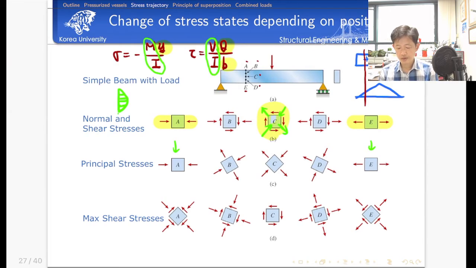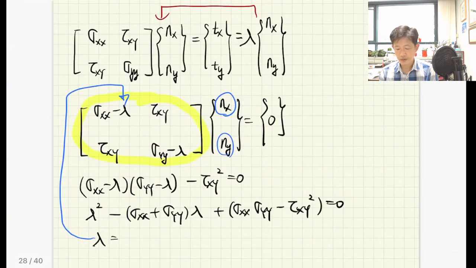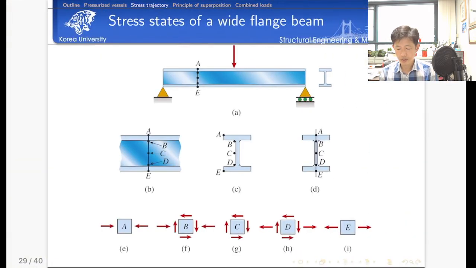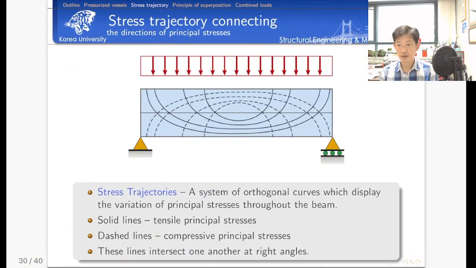Okay, so once you determine the principal stresses and the directions, then we can easily find the direction here. For example, at point E, the direction of principal stress is in this direction. At point B, it is this direction, and the maximum direction is changing. So if you connect all the principal stresses together, then we can obtain the so-called stress trajectory.